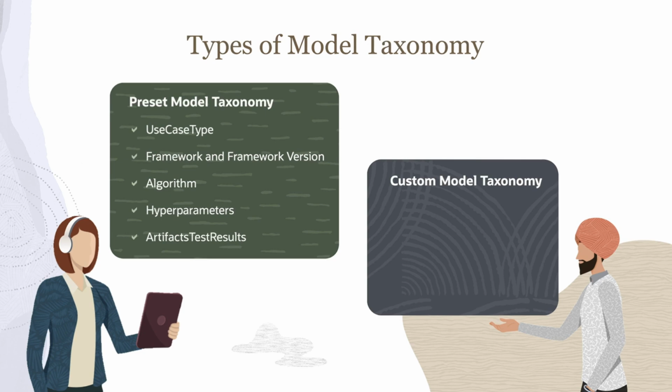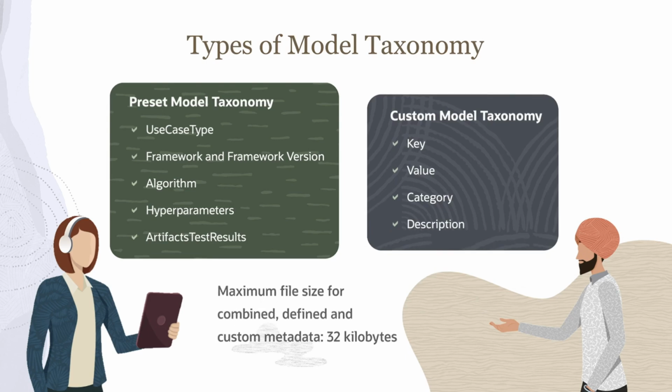Custom model taxonomy means you can add your own custom metadata to document your model. These include a key and value, and optional elements like a category, which is the category of the metadata from a predefined list, and a description, which is simply a description of the custom metadata. Please note that the maximum allowed file size for the combined defined and custom metadata is 32 kilobytes.